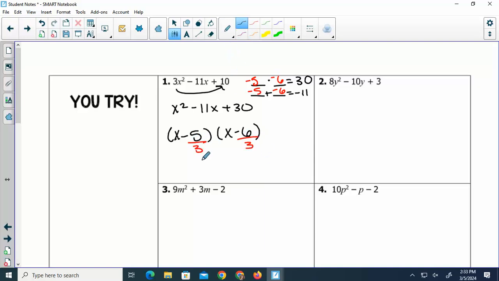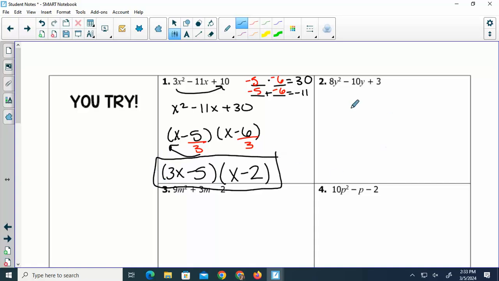Okay, 5 over 3. Does that reduce? No. So we just slide the 3 in front. So 3x minus 5. 6 over 3. Does that reduce? 2. So that's just x minus 2. If there's no fraction left, you don't have anything to slide in front. All right. Why don't you guys try another one? Let's see where we're at. Why don't we do number 3?